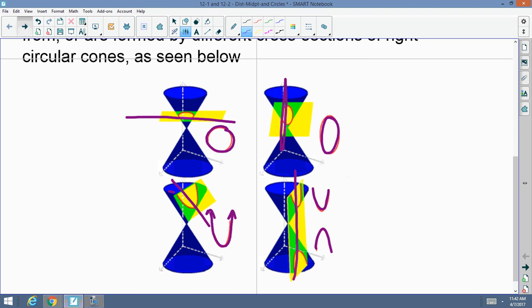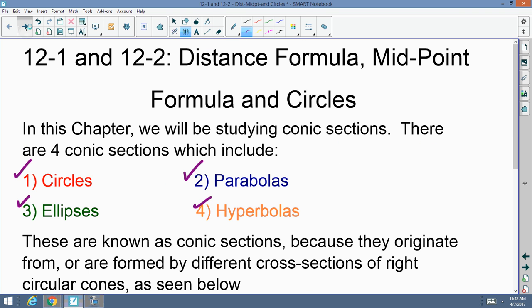So let's learn about circles, boys. Oh, that doesn't look nice. Let's try that again. All right.